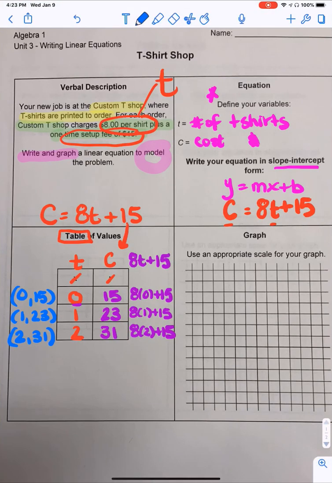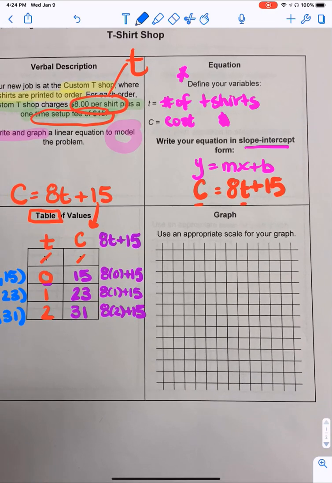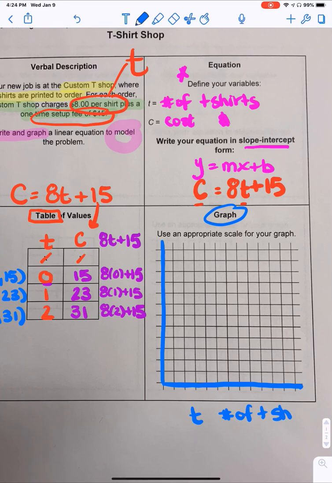Okay, now I have some idea of how the pattern changes, so now I'm going to look at an appropriate scale here. And you'll notice I don't even have anything X or Y on here. So my first job is going to be deciding how we're going to set this up. So here's my X and Y axis. T is going to be on this side, so this is my number of t-shirts. And then this is going to be my cost.